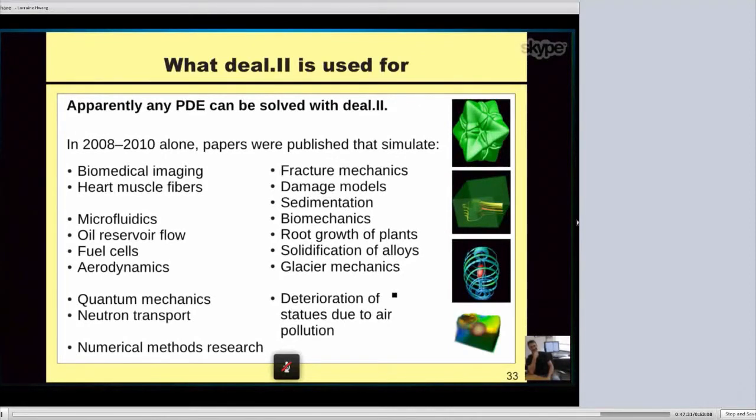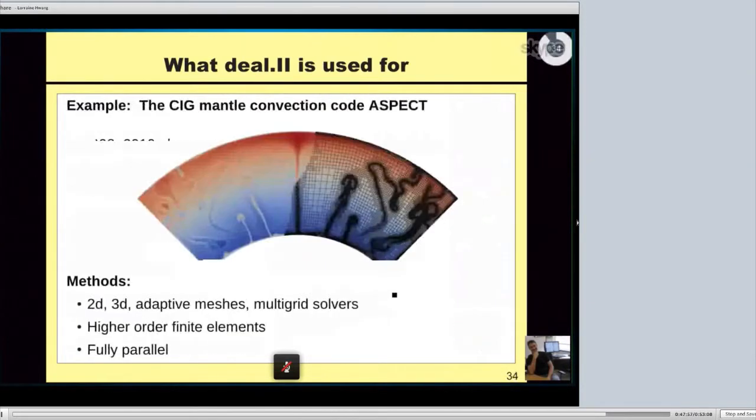I took the time to look through the list of publications that happened between 2008 and 2010, and I don't want to go through this whole list here, but you can find everything from very standard finite element applications to some things that you really didn't expect. For example, people simulate how plant roots grow, or they simulate how statues in Rome decay due to air pollution. So even these sorts of things can be simulated with deal.II.